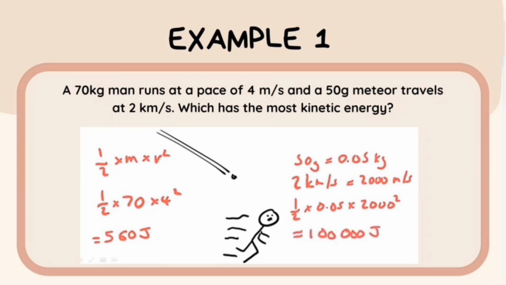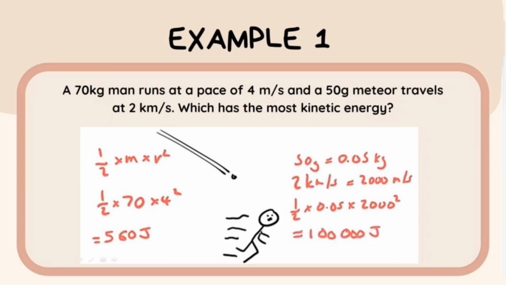So look at example 1. A 70 kilogram man runs at a pace of 4 meters per second and a 50-gram meteor travels at 2 kilometers per second. Which has the most kinetic energy? In this question, they give us two different situations and they want us to find which situation has the most kinetic energy. To solve this problem, we need to find the kinetic energy for each situation.